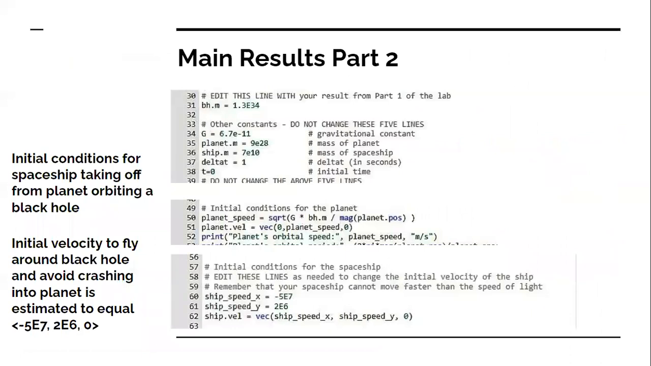Then we move to part 2, where we want to find the initial velocity of the spaceship. So we set our initial conditions: the mass that we found in part 1, the gravitational constant, and the change in time. We want to set the planet speed and planet velocity, and we don't want to touch those, but we also need to find what the ship speed's x and y components need to be so that it doesn't crash into the planet and can fly around the black hole. For that, we found that its velocity is about -5 times 10 to the 7th in the x direction, 2 times 10 to the 6th in the y direction, and 0 in the z direction, in meters per second.